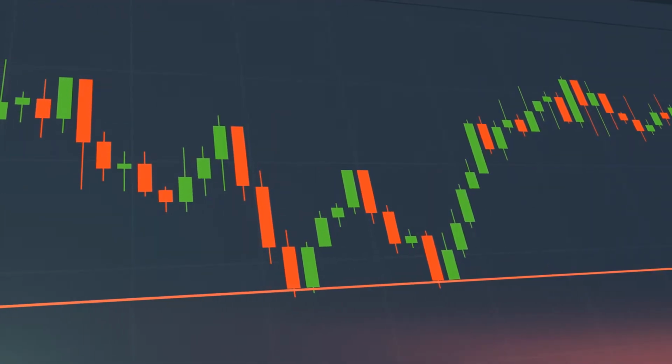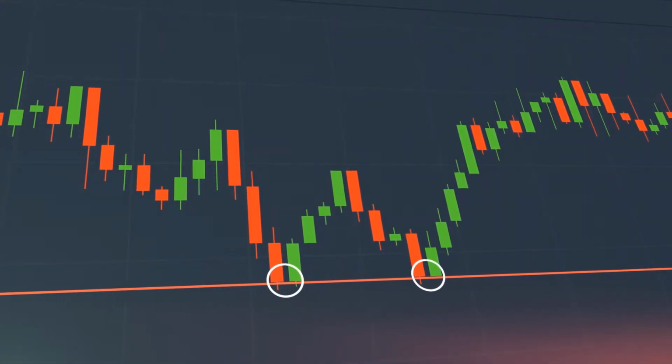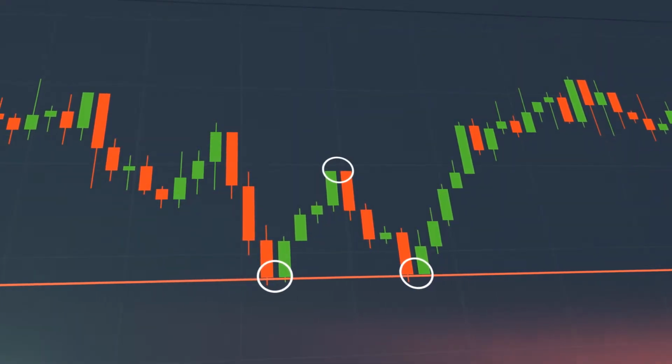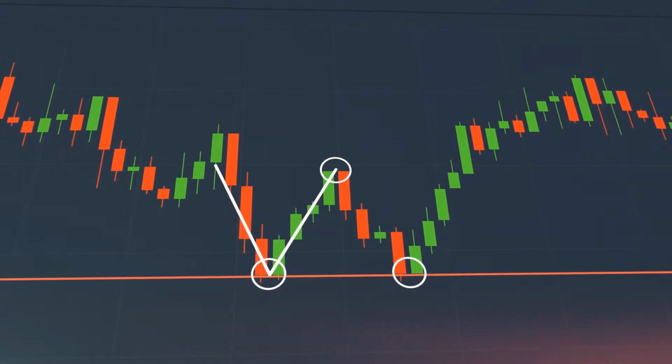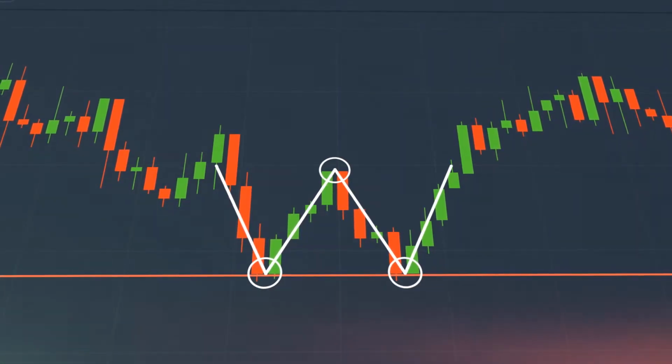The situation is different when it comes to the double bottom pattern. Two minimums are located at the same level, and the neck is the top formed in between them. First, the price tested the supporting level, jumping back to the neck. Then sellers were not able to break down the support and lost the lead.